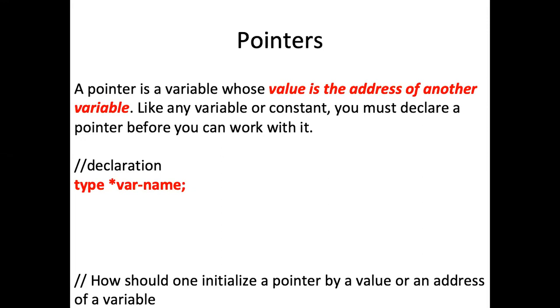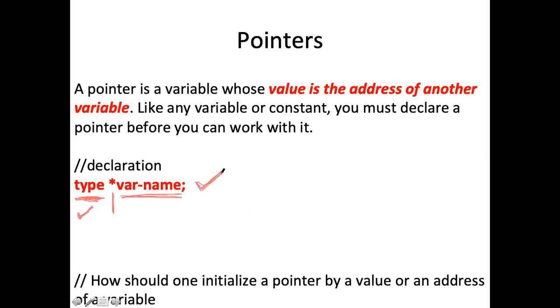The declaration of a pointer is done as shown here in this declaration in red, where you have the type of the pointer. The type of the pointer is given, followed by an asterisk sign, followed by the name of the pointer variable. Now this type is basically the type of the variable of which the address is to be stored. So if you want to store the address of an integer variable, then the type would be integer in this particular case. So this would be the declaration part of a pointer.